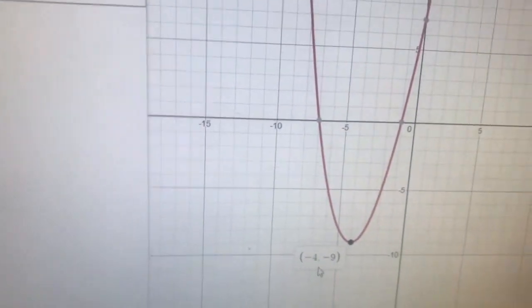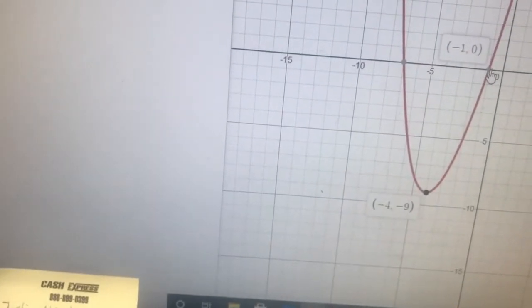Now my x-intercepts, if any. Here's my x-intercepts right here where it crosses the x-axis.